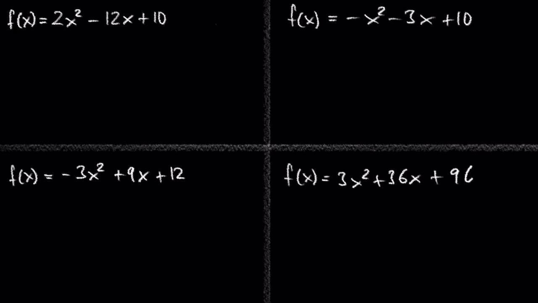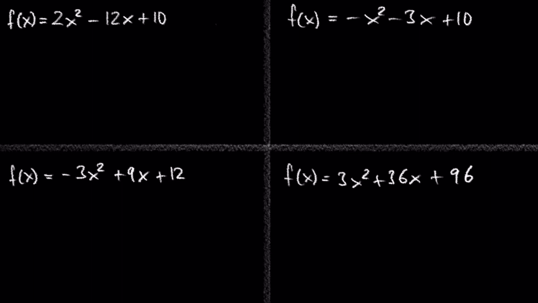plus 96. Recall that the first step when converting a quadratic function from standard form to the factored form is to remove the coefficient of x squared. By the way, this is also the first step when converting a quadratic function from standard form to vertex form.